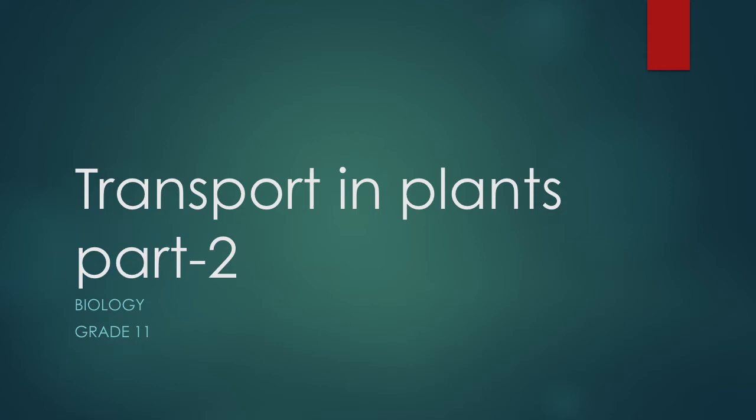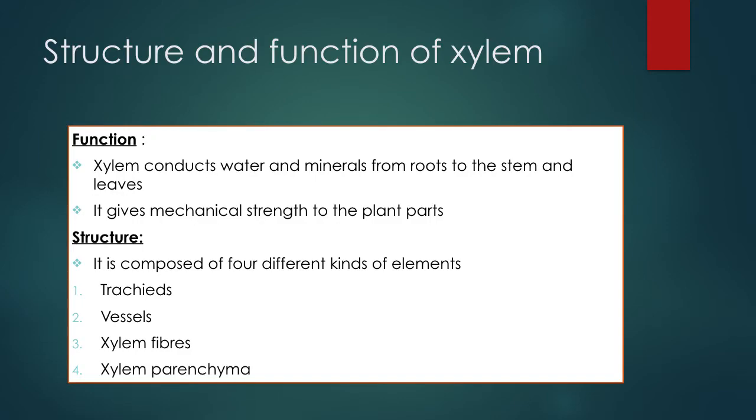Let us begin our topic, transport in plants, part 2. In the first part we learned about the simple tissues and how they are arranged in the plants. Now we have to know what vascular bundles are. Vascular bundles are the tissues which perform the conduction of minerals, water or food in the plant, that we started in the beginning, isn't it?